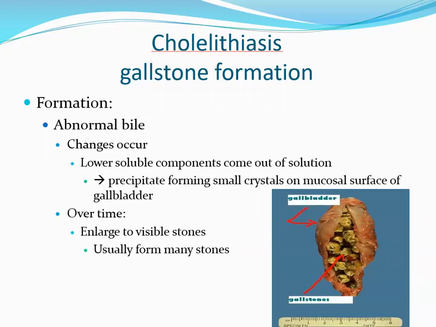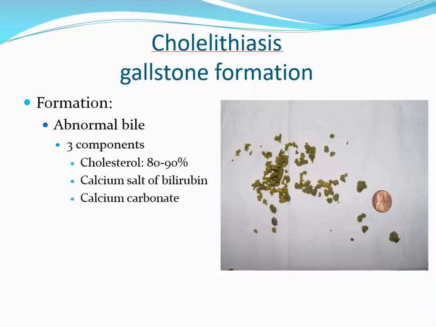In abnormal bile, changes have occurred such that the less soluble components come out of solution and precipitate, forming small crystals on the mucosal surface of the gallbladder. Over time, they enlarge to visible stones, and usually there are multiple stones, not just one. The components of gallstones: 80 to 90% of gallstones are cholesterol. There will also be calcium salts of bilirubin, as well as calcium carbonate.